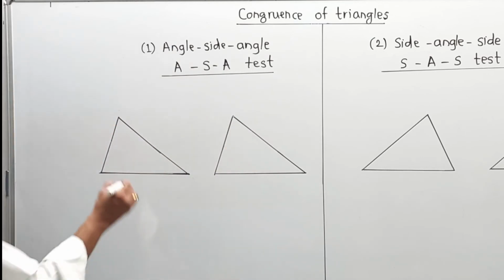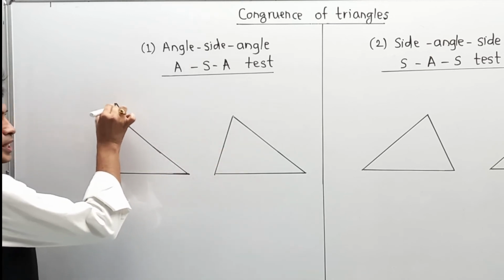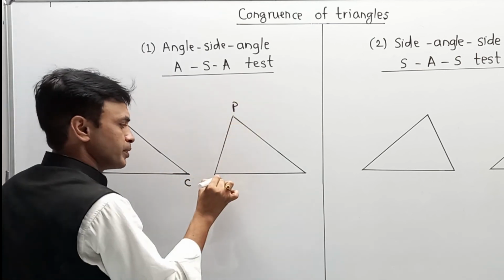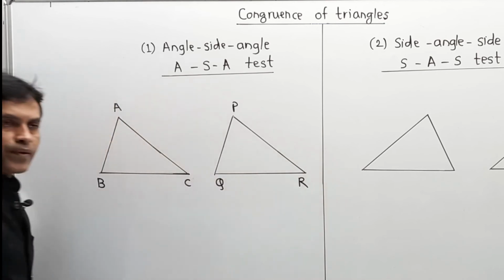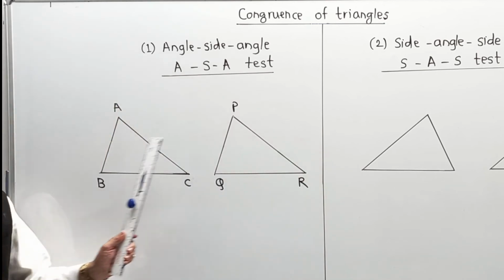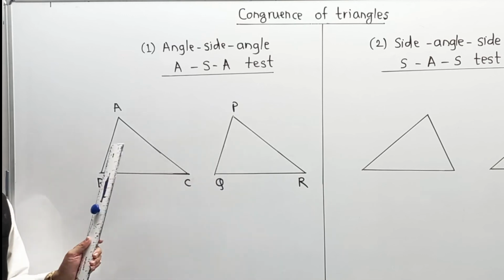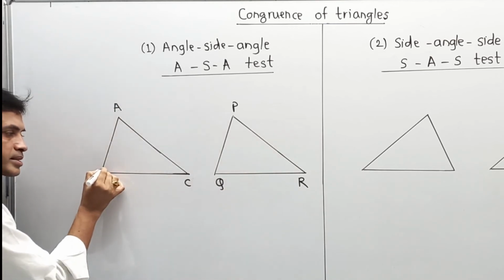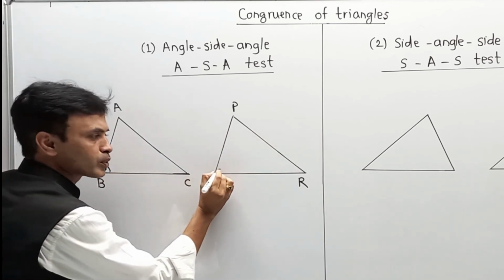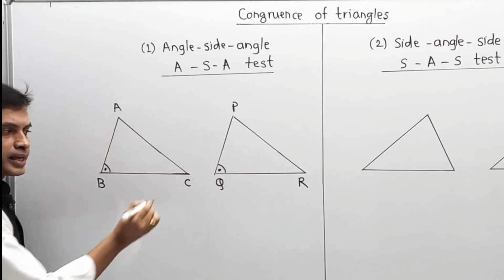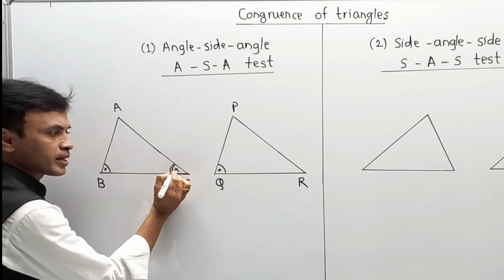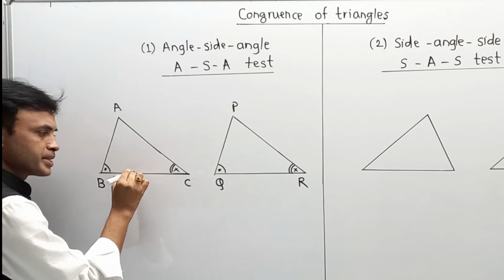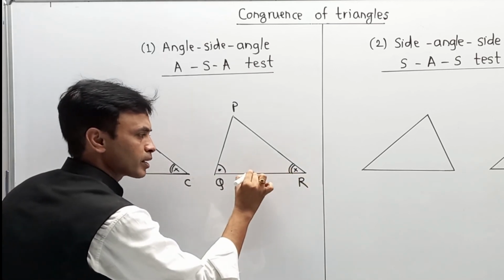There are two triangles. Let us say I am going to call the first triangle ABC. The second triangle I am going to call PQR. Now this is the first triangle, triangle ABC, and this is the second triangle, triangle PQR. Let us say I am talking about base BC and base QR. This base angle B is exactly equal to this base angle Q. Next, this base angle C is exactly equal to this base angle R. And third, base BC is congruent to base QR.